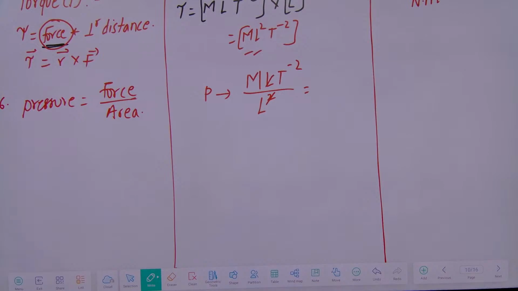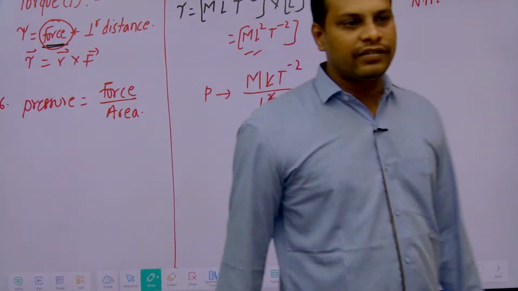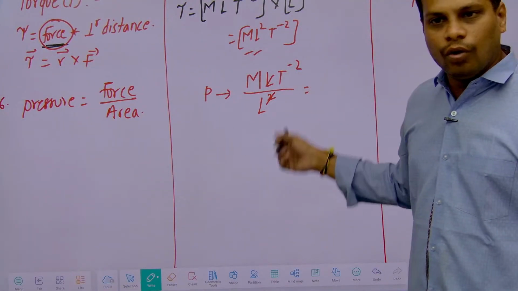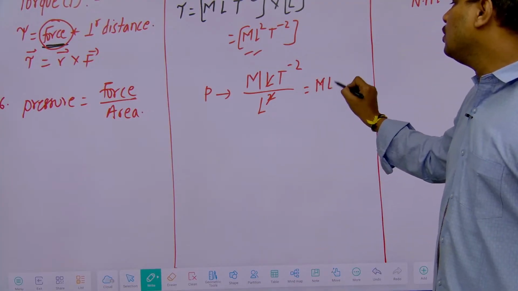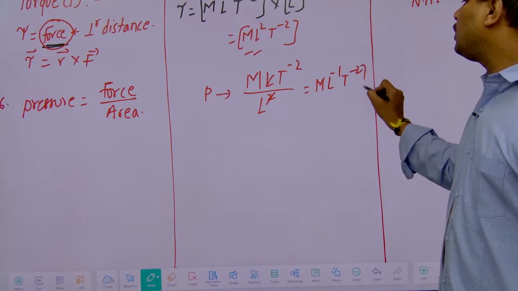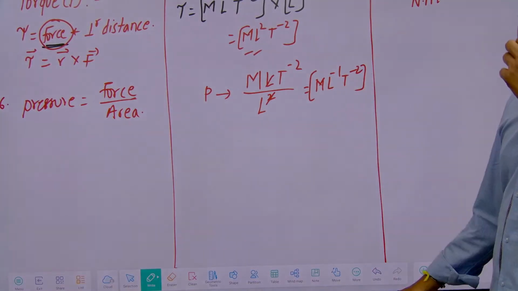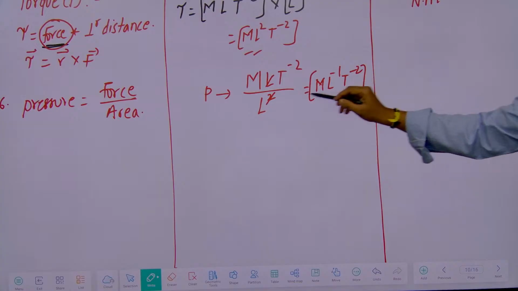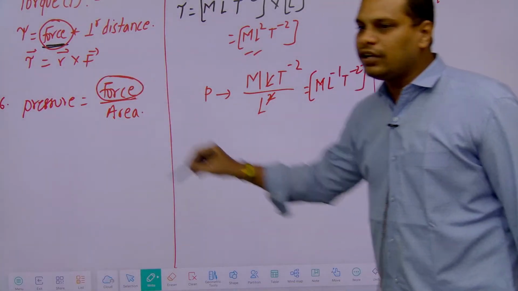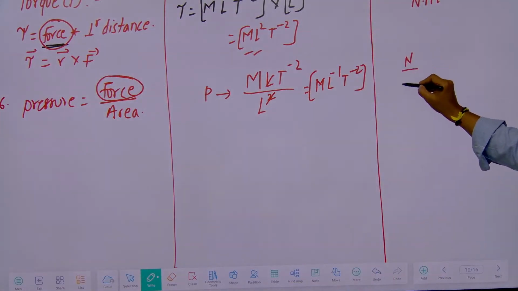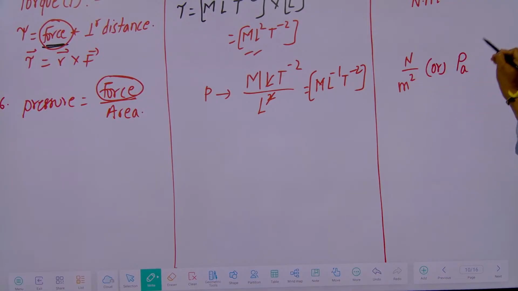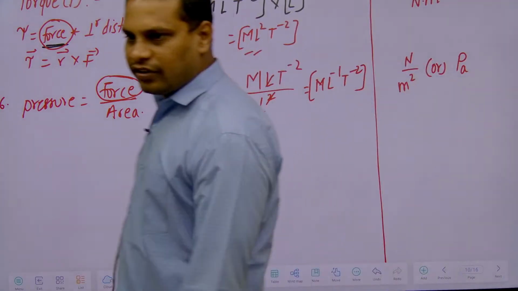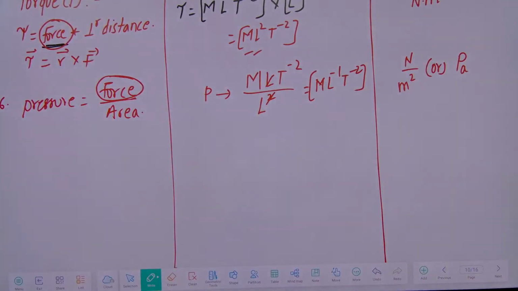Actually here two L's are there. Of the two L's, one L got cancelled. Only one L is left. If this L goes to the numerator, what is this value? M L power minus 1 T power minus 2. And the unit for pressure: what is the force unit? Newton, by area unit meter square, or this is also called Pascal. Are you clear? This is the unit of whom? Pressure. Okay. Next one more thing is there, stress.